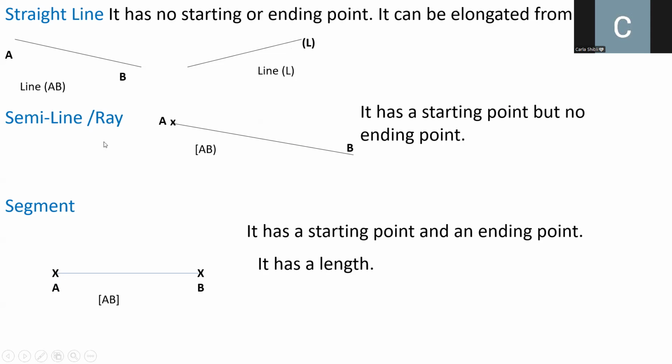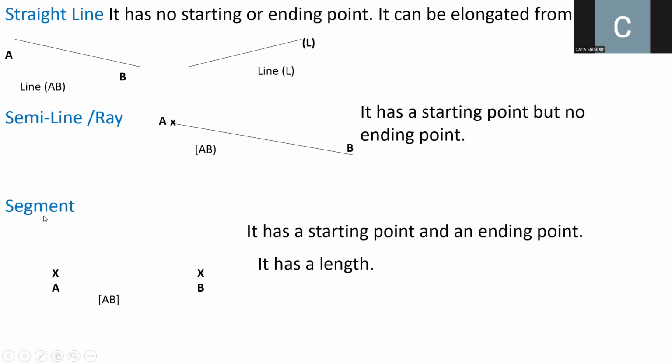Then we have seen the semiline or the ray. The semiline, as you can see, has a starting point, but it doesn't have an ending point. This semiline, I can elongate it from where I have B. It cannot be elongated from A. It can be elongated from the side of B. And to write that we have a semiline AB, I use a bracket closed on A, because it cannot be elongated from A. I can elongate it from B, so I use a parenthesis at B.